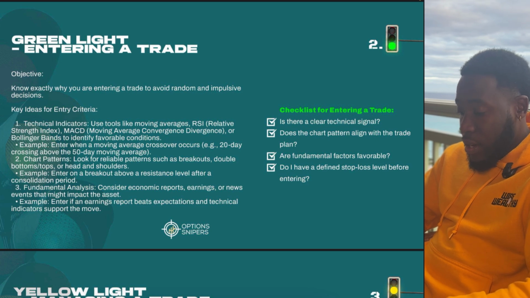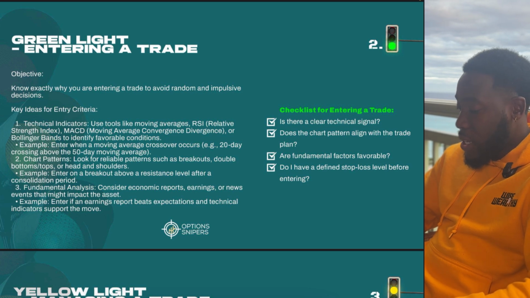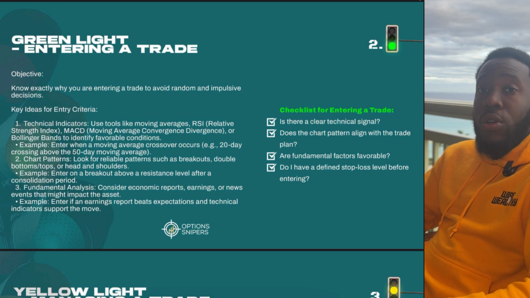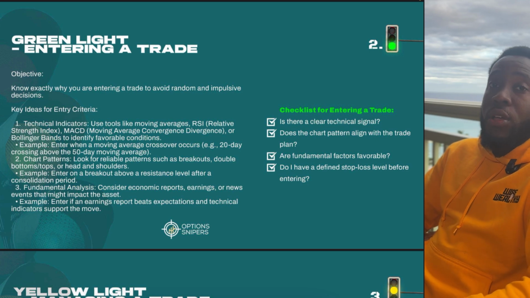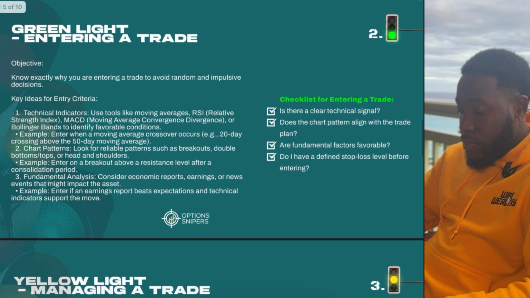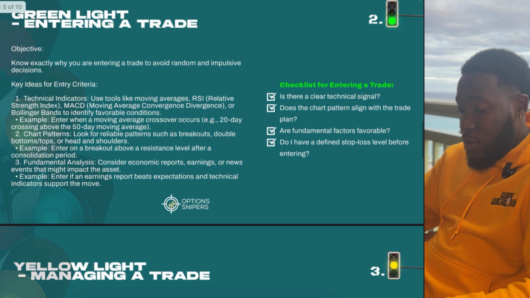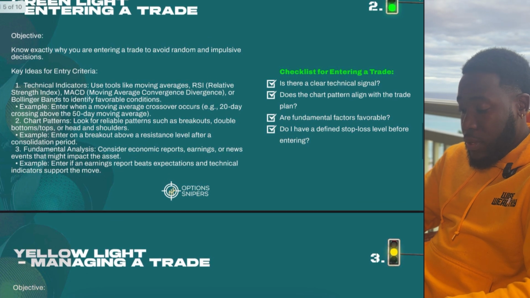Now, we have the green light. Green light is how we're going to be mastering entering a trade. Now, we have our checklist for entering a trade. We need clear technical signals. Now, how do we identify technical signals? Well, with us here at Option Snipers University, we actually have different setups and strategies that we teach our students that gives us high probability plays in order for us to make consistent revenue and profits in the market. So, there are different components to this though, and that's what we're going to be going over. We're going to go over an example of that as well.